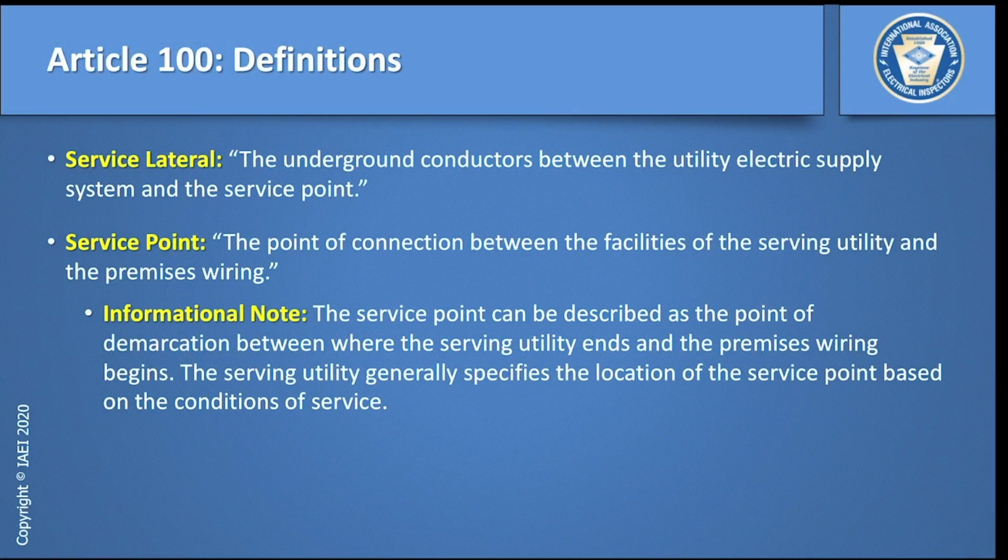And there's an informational note for service point. The service point can be described as the point of demarcation, that line of demarcation between where the serving utility ends and the premises wiring begins. The serving utility generally specifies the location of the service point based on the conditions of service. So if you think about it, like when you go to a lot of our IAEI meetings, I know in the West Virginia chapter, we've done this in the past. We've had the utility come to our meetings. They've provided the rules. They've provided the books that help our electricians understand details, especially around service equipment. Because we have to understand where the utility stops and your ownership begins.